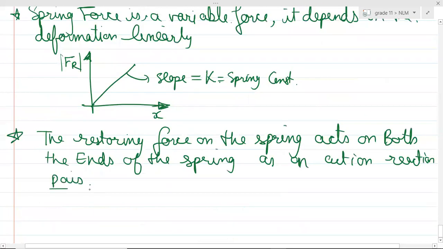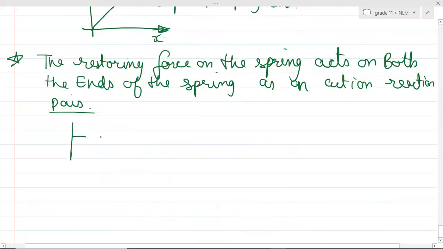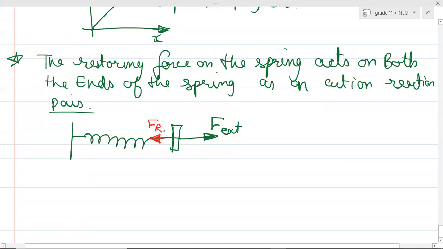What do you mean by this statement? Do you remember when this spring was connected to a support and you were pulling it with the external force F external? Yes or no? So a restoring force developed in the opposite direction on this block, right? This restoring force acts on this end as well. Can you see this restoring force is acting on both the ends?